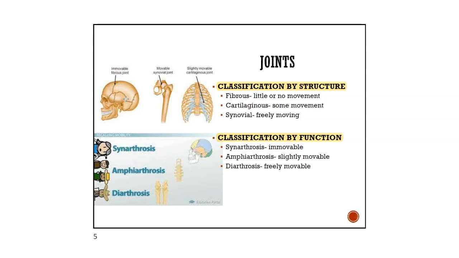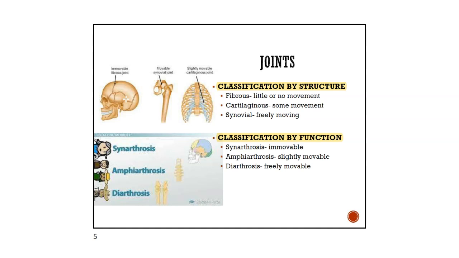Now your cartilaginous joints are the joints that have some slight movement. An example would be the joints in your rib cage. You want them to be able to move a little bit to allow for lung expansion. Your synovial joints are the freely movable ones, for example the joints in your hips and your humerus. Those are considered synovial joints.